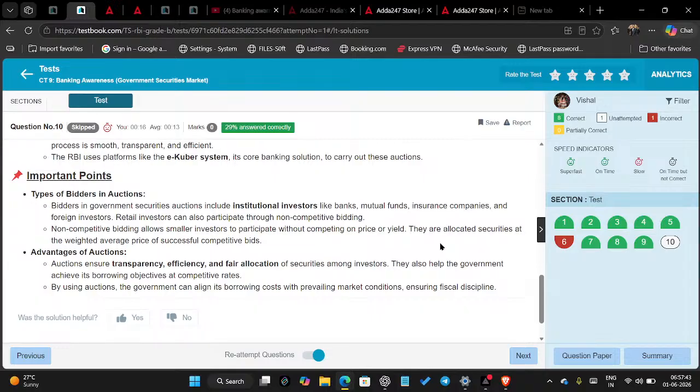Advantages of auction. Auction ensures transparency, efficiency, and fair allocation of securities among investors. They also help the government achieve its borrowing objectives at competitive rates. By using auction, the government can align its borrowing cost with the prevailing market conditions and ensure fiscal discipline.